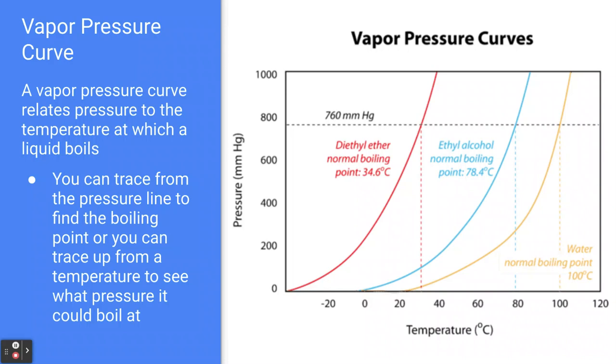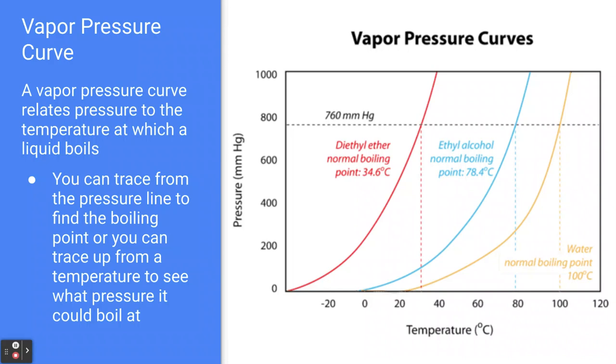And then it also tells us what temperature that happens at. So if you take a look at the red line, diethyl ether, that one has a very low boiling point, only about 34.6 degrees Celsius. So it would start to boil at a relatively low temperature. Ethyl alcohol, which is ethanol or drinking alcohol, has a boiling point at around 78. And water is pretty extremely high for a liquid. That has a boiling point of around 100.